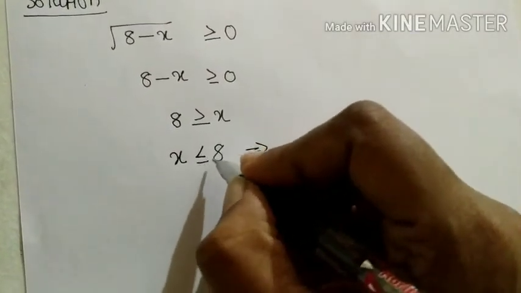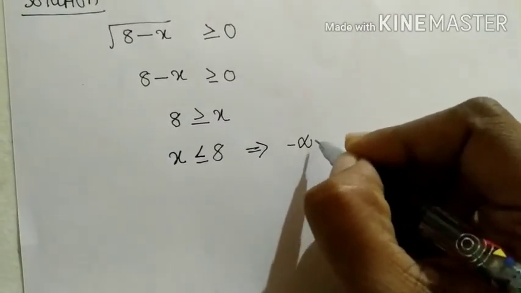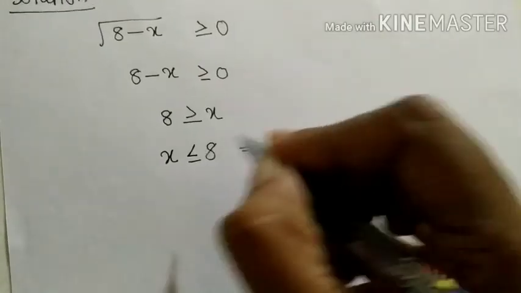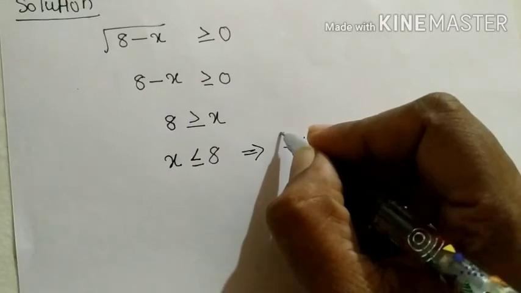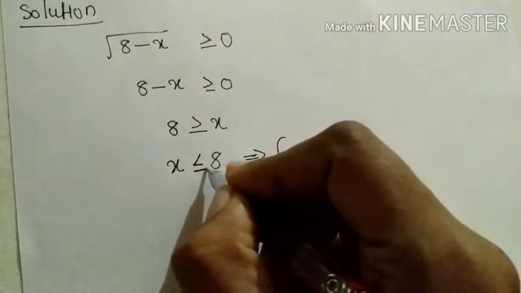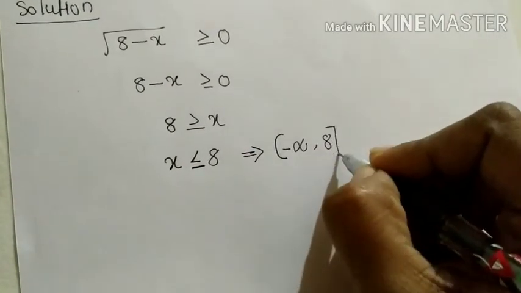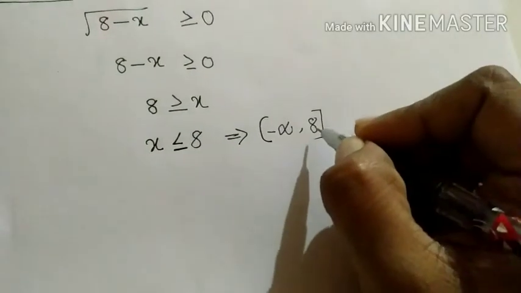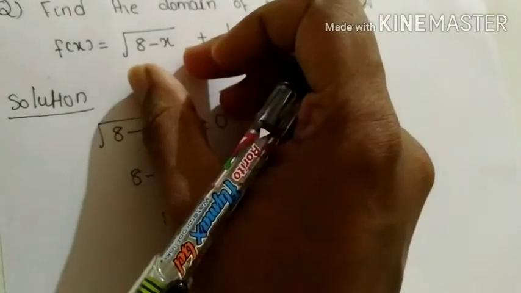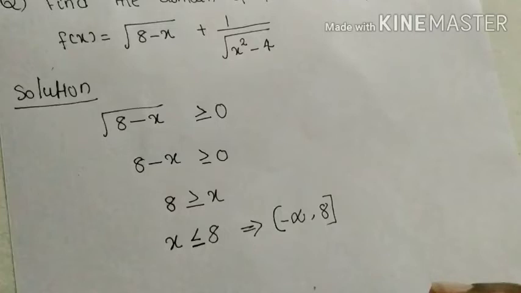Converting this into interval form, x less than or equal to 8 means the interval from minus infinity to 8. Minus infinity is always represented by an open bracket, and here equality is present, so we need to write a closed bracket next to 8. So this is the domain of our first part of the function, root of (8 minus x).